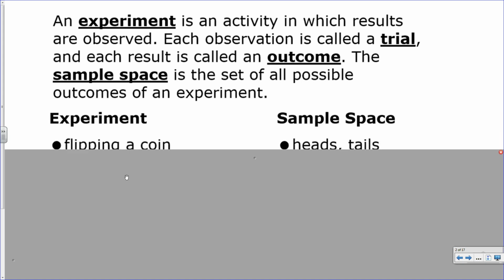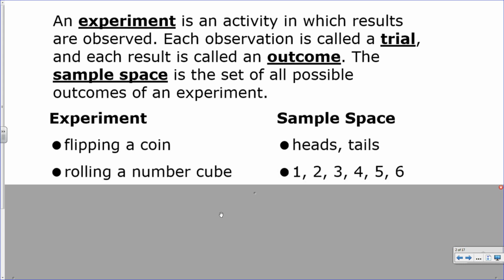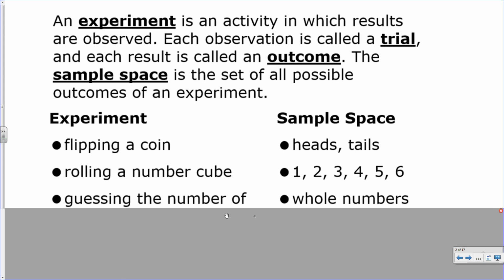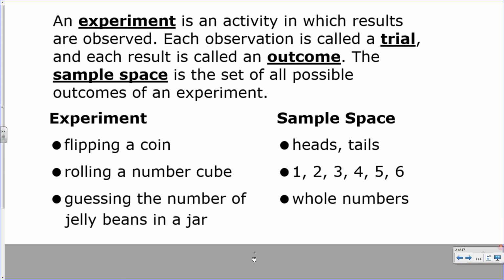So an experiment might be something like flipping a coin, and the sample space would be heads and tails. An experiment might be rolling a number cube, like a die, and the sample space would be the numbers 1, 2, 3, 4, 5, and 6. Or you might have an experiment like guessing the number of jelly beans in a jar, in which case the sample space would be all the whole numbers.